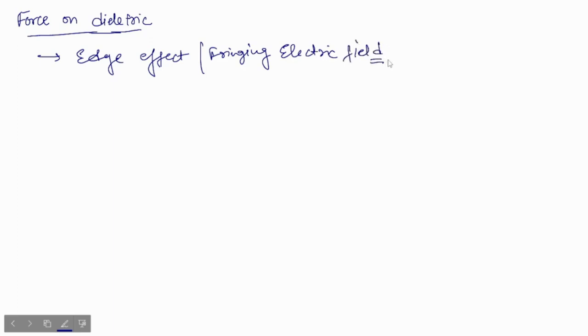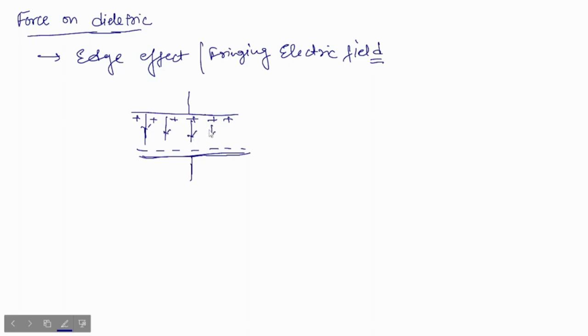Firstly, just know what this fringing electric field is. See, these are the plates of a capacitor. They are charged. Let's say this side has positive charge, this side has negative. Then you know that there will be an electric field inside it, in this direction.